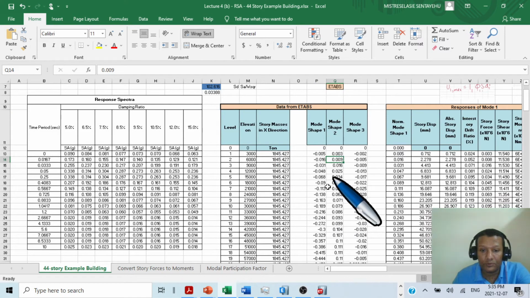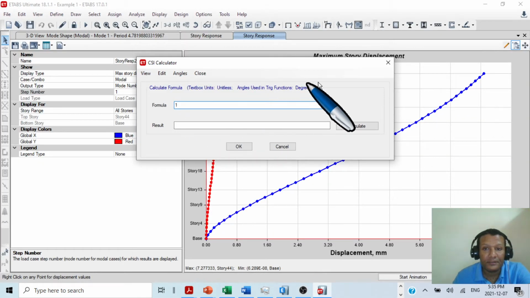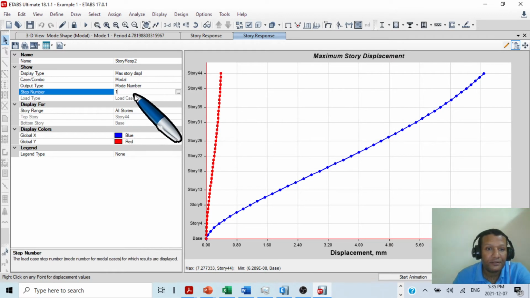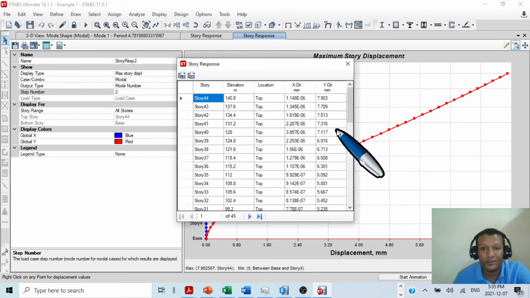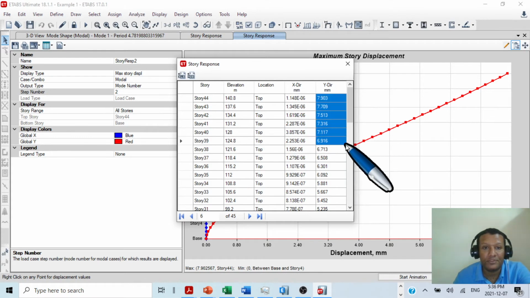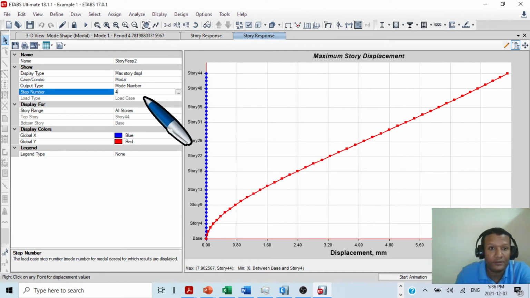Then mode 2. Again for mode 2 we will come here, and we will change it to mode 2. This is the mode 2 shape. Again, this is formatted or unformatted, this is the mode 2 shape. So we just copy XLS, we will take it there. Again, modes, but for us it is mode 4.